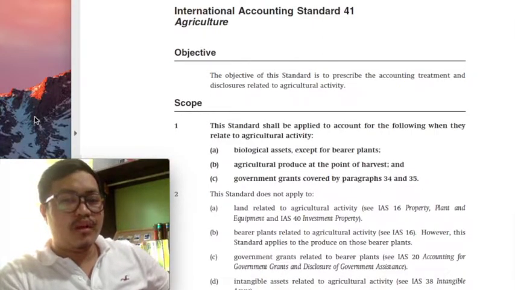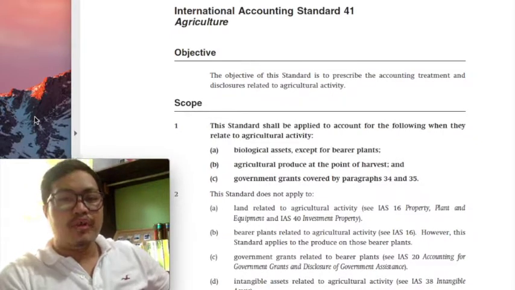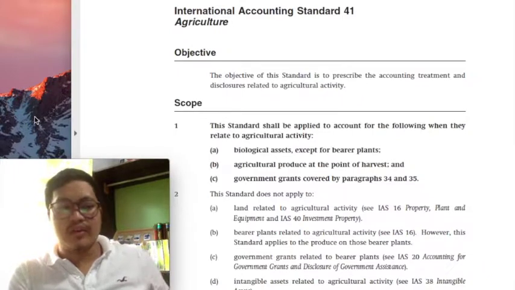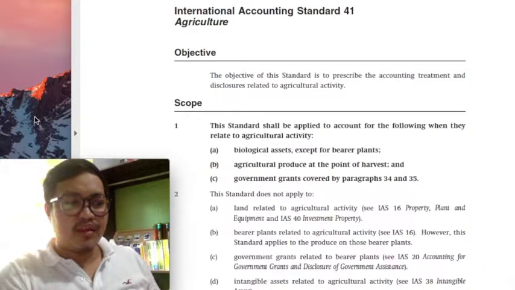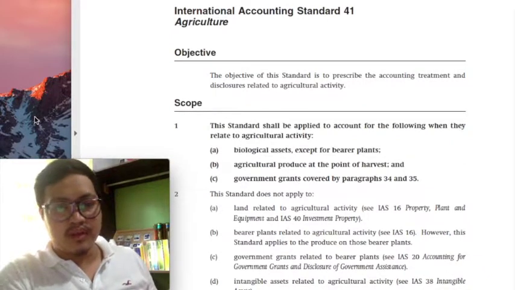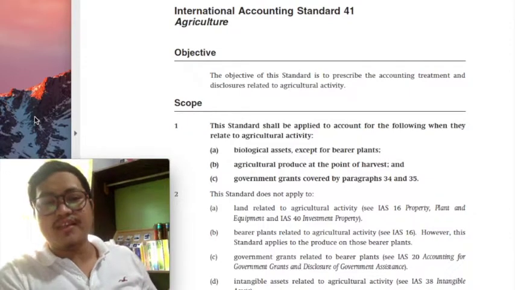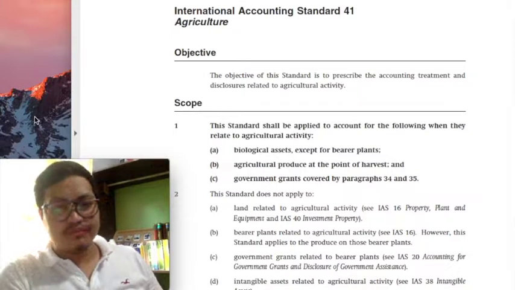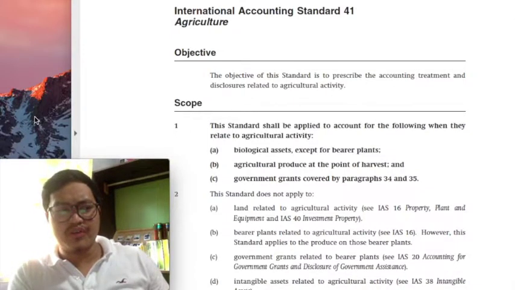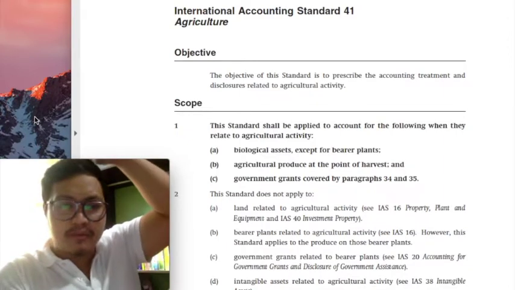Okay, when we are accounting for bearer plants, class, we are not concerned about its biological transformation. When we are dealing with bearer plants, we do not really care as to how long it grows, as to how thick the trunk would be, because our primary concern for bearer plants is its ability to produce fruits. Okay, so we are not concerned with the growth, the biological transformation of your bearer plants.